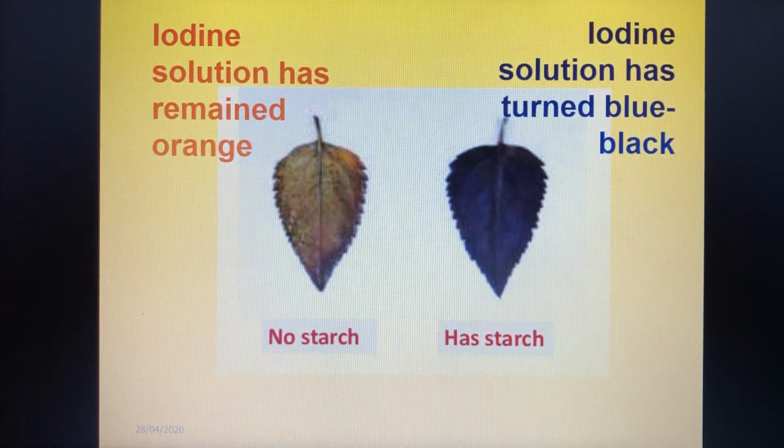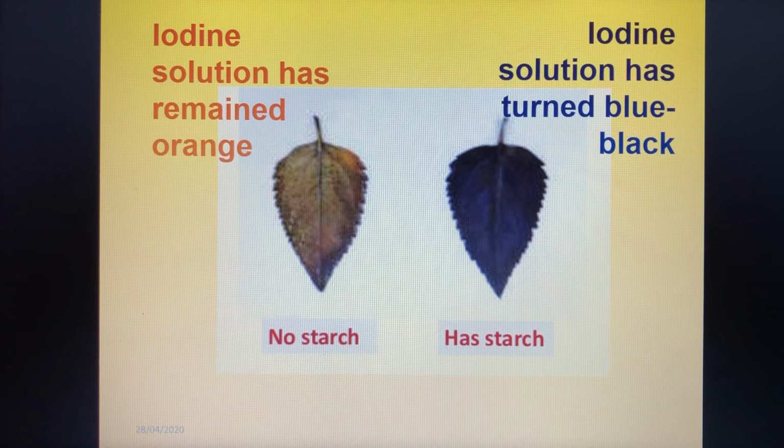Okay, so we've done our experiment in theory, and these are our two leaves. Okay, so the plant leaf on the left, the iodine solution has remained orange. This was the plant that was in the dark. Okay, so it stayed orange. That means there's no starch. It used it up on its midnight feast.